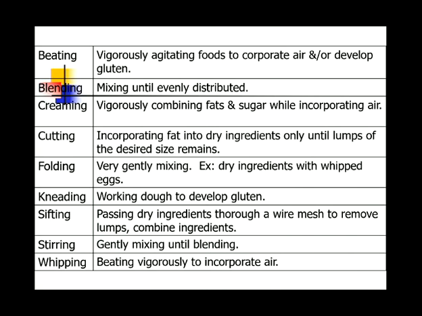The initial step is to cut fat into the flour. Folding is like when you work with the egg white, and you fold some of the dry ingredients into whipped egg white. Kneading would be kneading it hard to do the yeast bread. Sifting, of course, we already know that. How to sift food, we already demonstrated. Stirring would be gently mixing. And whipping, we already do that. So these are the terms in the recipes you'll be using when we do all the baking.